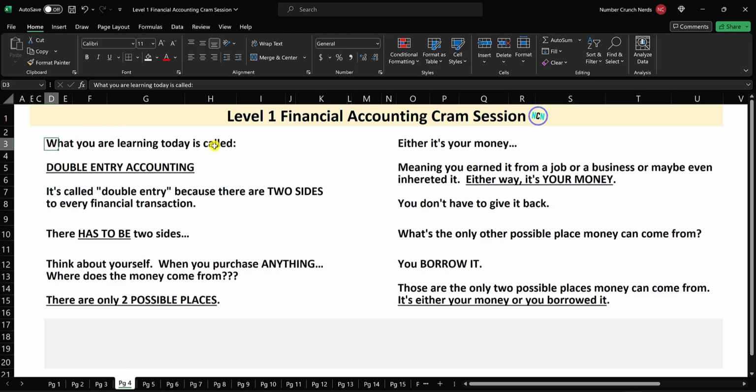What you're learning today is called double entry accounting. It is called double entry because there are 2 sides to every financial transaction. There has to be 2 sides. Think about yourself for a moment. When you purchase anything, where does the money come from? Well, there are only 2 possible places. There are only 2 possible places that money can come from.